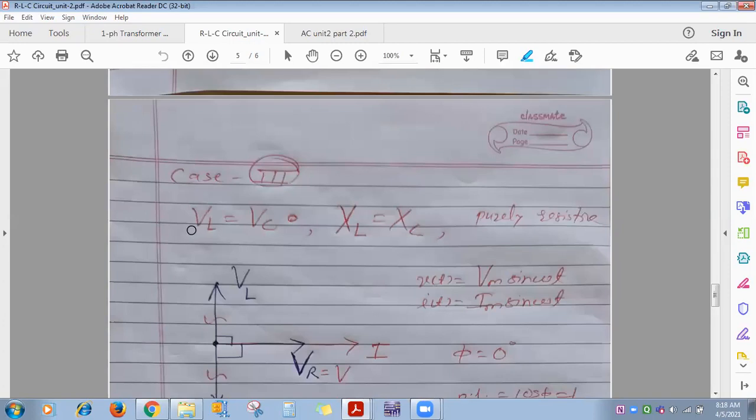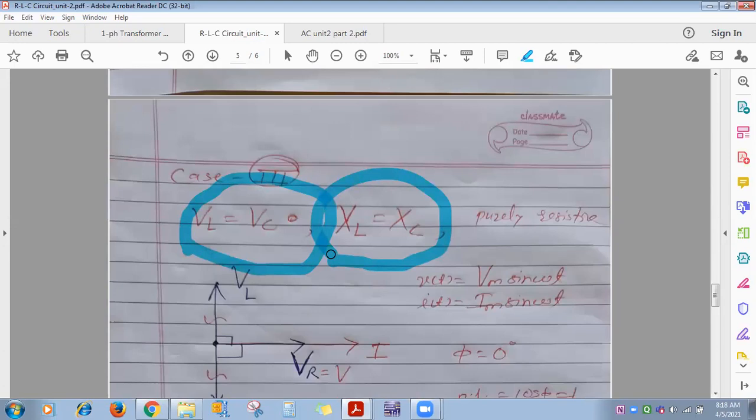Now the last case: when VL is equal to VC, then XL will be equal to XC. In this case, the circuit is said to be at resonance, and at resonance it works like a resistive circuit. All the things you will get as that of a resistive circuit.